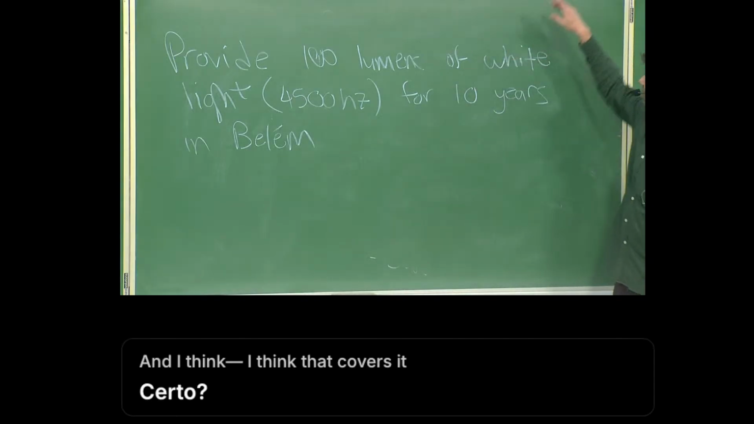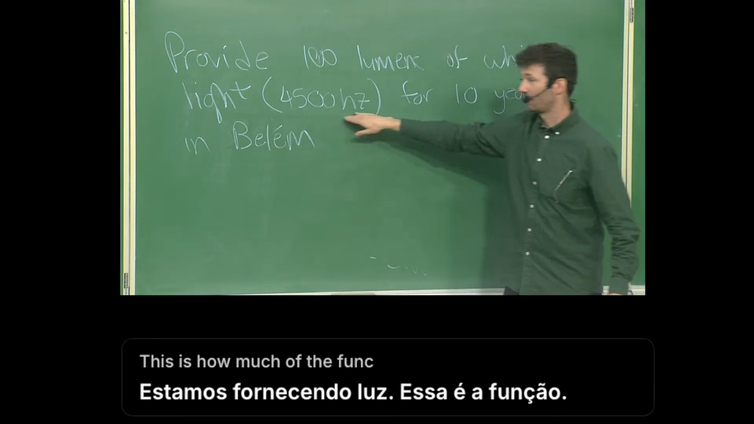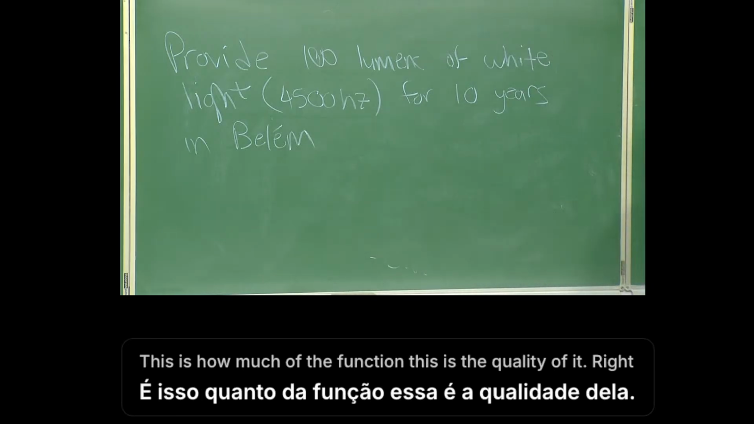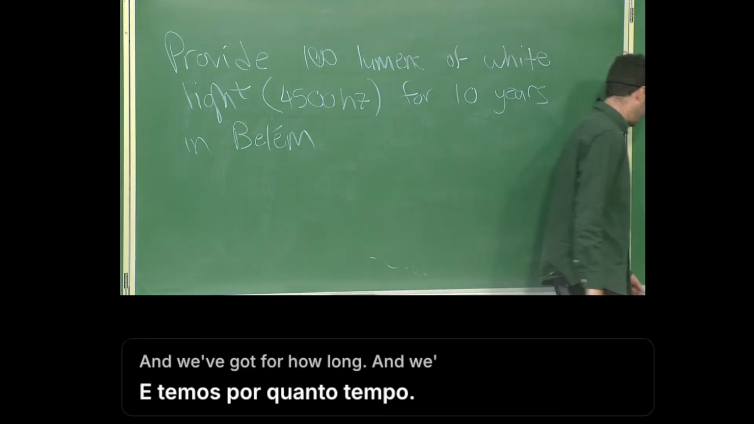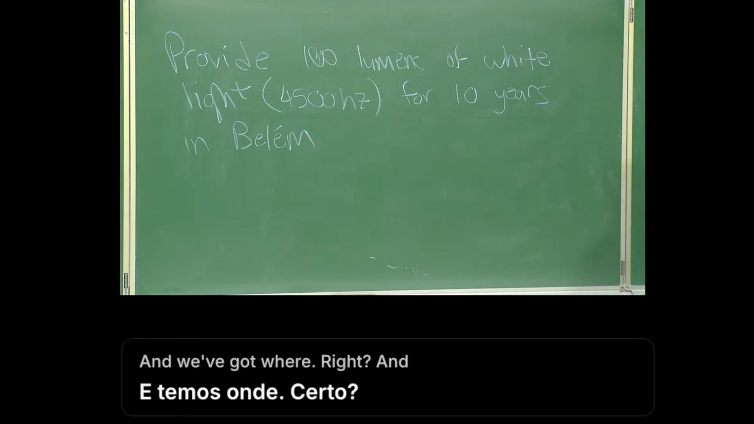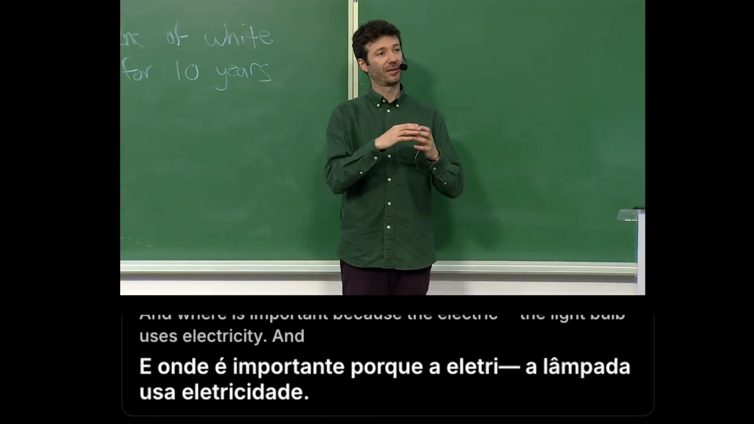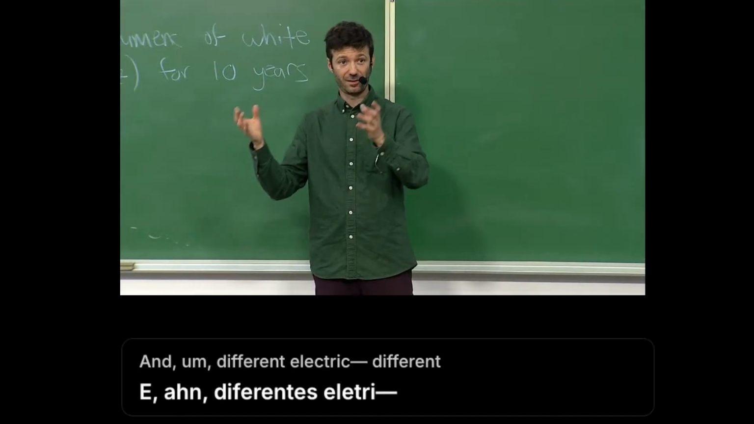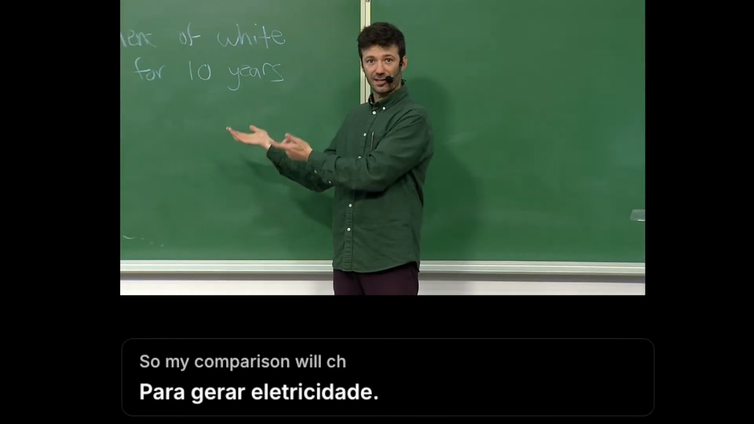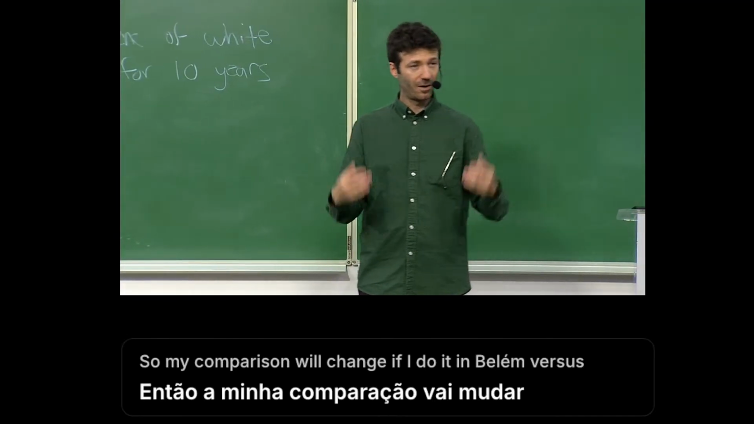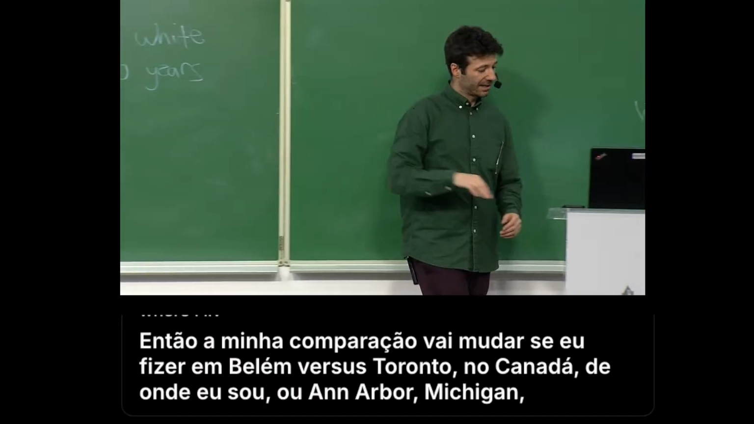We're providing light. That's the function. This is how much of the function. This is the quality of it, right? It's got to be white light. It's got to be this frequency. And we've got for how long, and we've got where, right? And where is important because the light bulb uses electricity, and different places use different fuels to generate electricity. So my comparison will change if I do it in Belém versus Toronto in Canada, where I'm from, or Ann Arbor, Michigan, where I live. So that is a suitable functional unit.